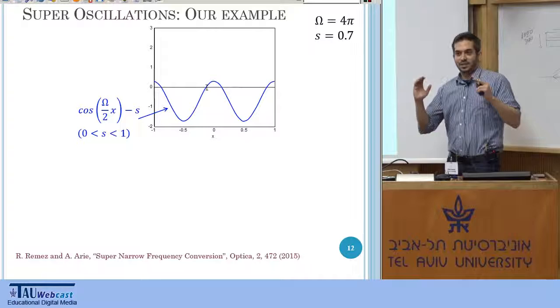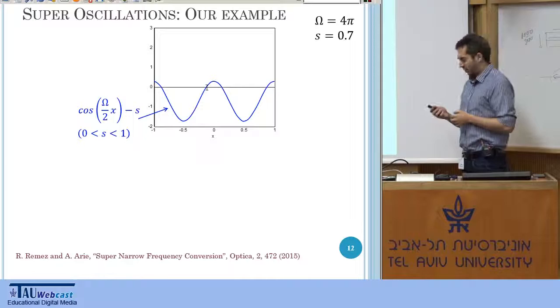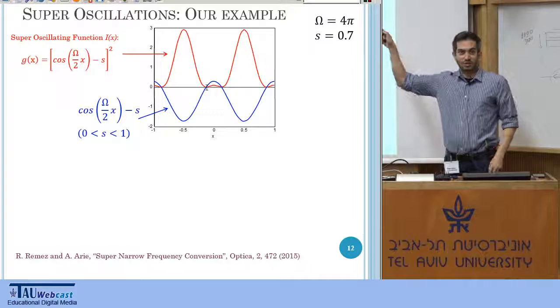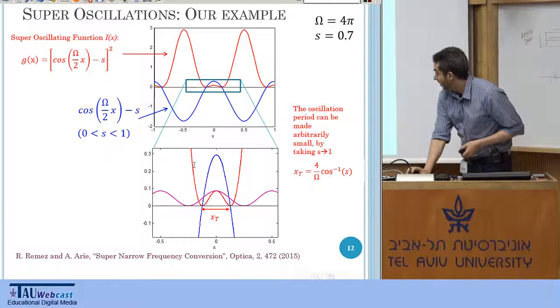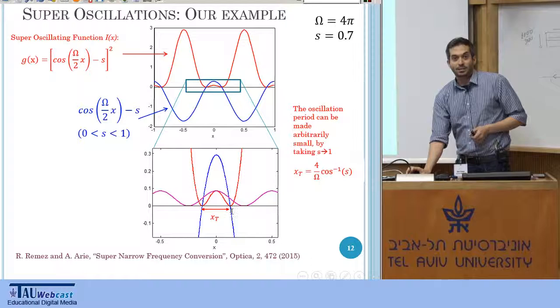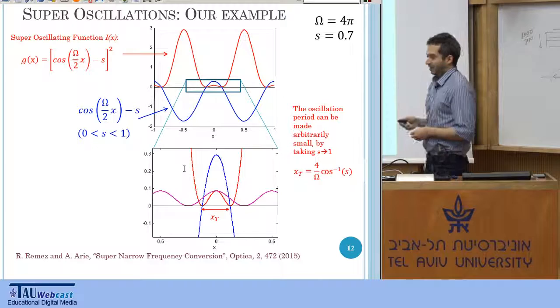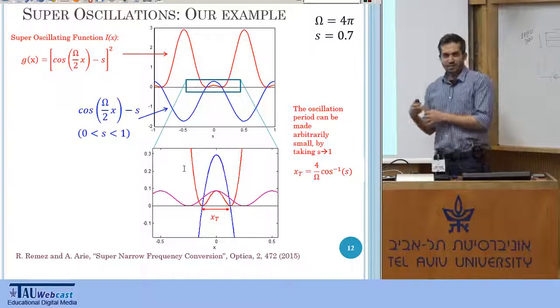Of course, this is not super oscillation. But if we square this function, what we get is only positive values, and these two zero points remain zero. So if I zoom in on this part, look at the red line here, what we get is a very small oscillation, and this oscillation can be as small as we want, simply by increasing s by a little bit. Okay, but what about the Fourier transform of this function?